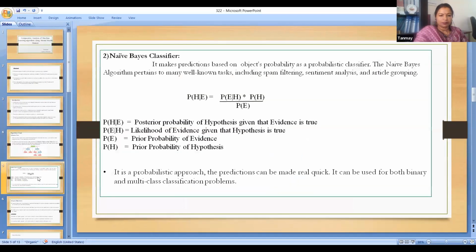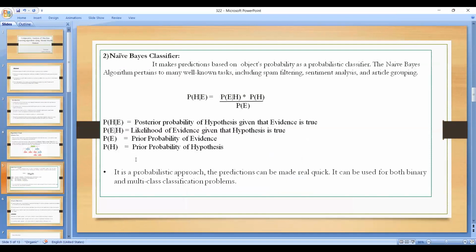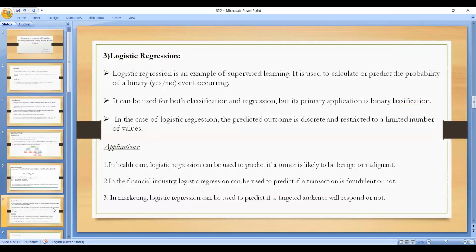Okay, prior probability means the probability of the hypothesis before gaining the data set or knowing the information. It means it is based on the past experiences. Naive-Bayes classifier is used because it is fast for training the data set. It requires less amount of data for training.